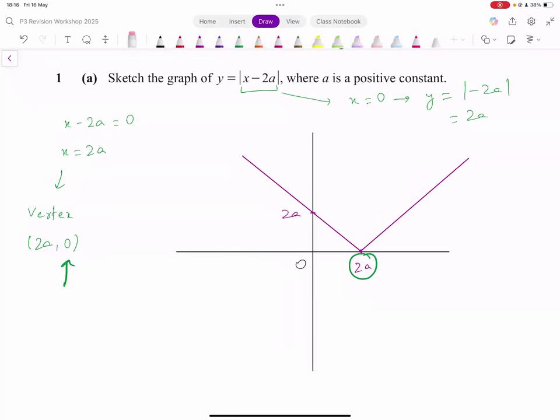Then you find the y-intercept. How would you do that? You put x equal to 0. When you put x equal to 0, you get 2a. That's the y-intercept. You mark these points on the graph. From the vertex, draw one line here, and then draw a symmetrical line on the other side that looks like this. The graph is symmetrical about the center.